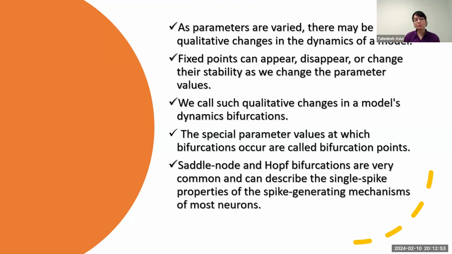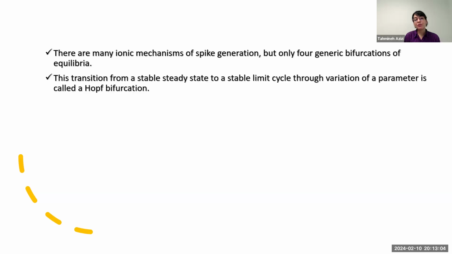Saddle node and Hopf bifurcation are very common bifurcations in neuroscience, and they describe the single spike properties, the spike generation mechanism of the neuron. There are many different ionic mechanisms of spike generation, but there are only four different types of spike bifurcation which describe all of these different mechanisms.